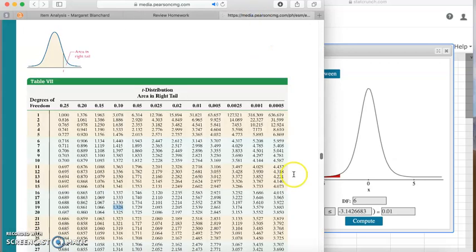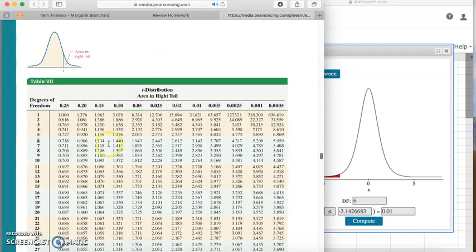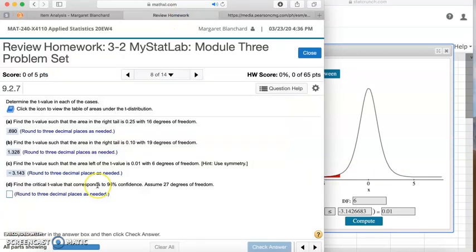Now let's see how we could do that in the table. So what did we have? 6 degrees of freedom, and we are looking for 0.01. So let's go across to 0.01. That's positive 3.143. So that means if we were over here at 3.143, that area would be 0.01. Since it's symmetric around 0, we can then just say that the area to the left of negative 3.143 would also be 0.01. Okay? So that's how you could do it with the table if you didn't use StatCrunch.